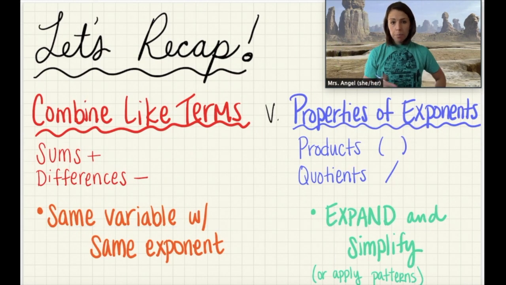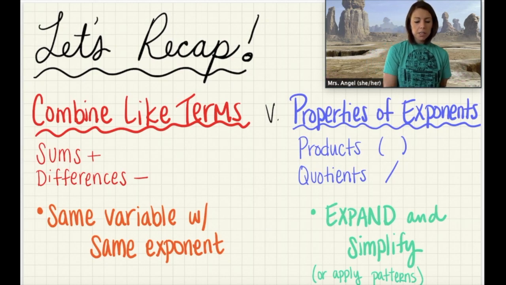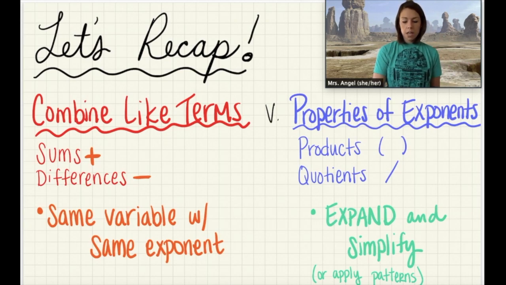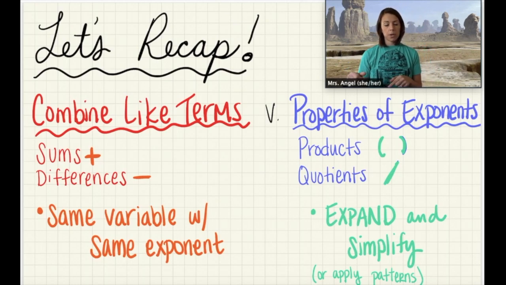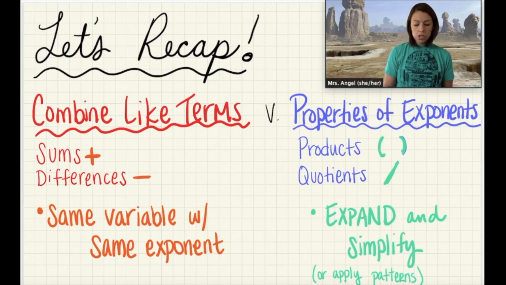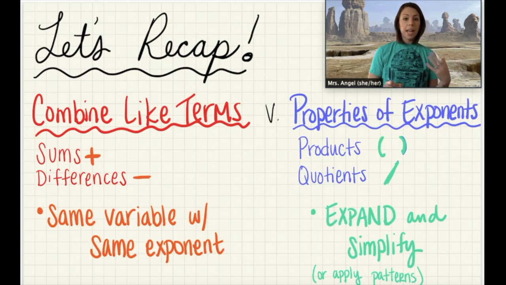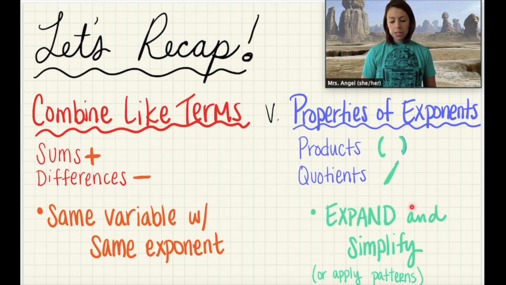Let's do a quick recap. So when you're looking at an expression and it's got variables and coefficients and all of that, you have to make the determination of whether it's combining like terms or properties of exponents. The best way to do this is to look at the type of expression. If you're looking at a sum or a difference, you are definitely combining like terms. If you're looking at a product or a quotient, you are definitely looking at properties of exponents. So if it is combining like terms, just make sure you're only combining terms with the same variable and the same exponent. If it's properties of exponents, you can always expand and simplify or apply some of those patterns of adding the exponents, multiplying, subtracting, etc.